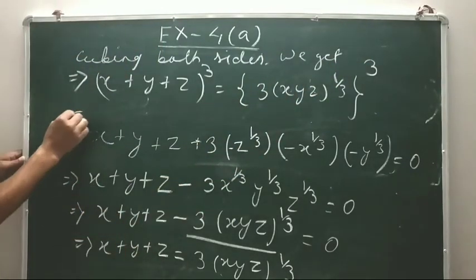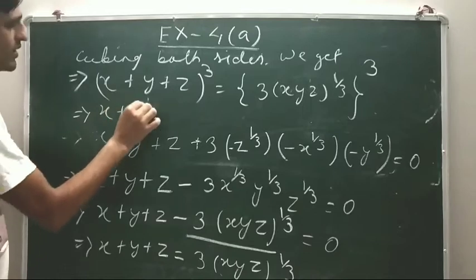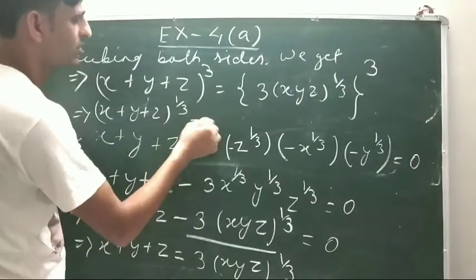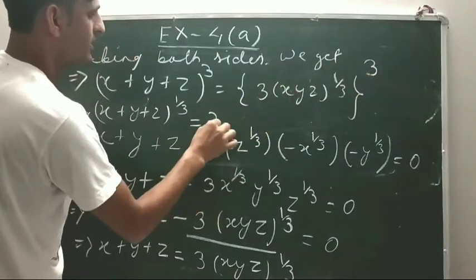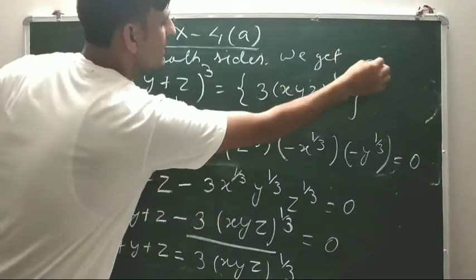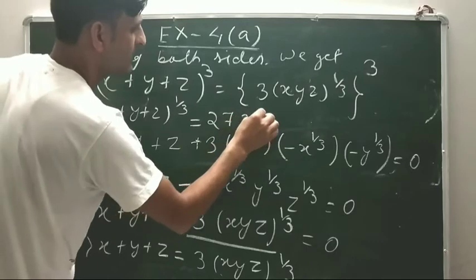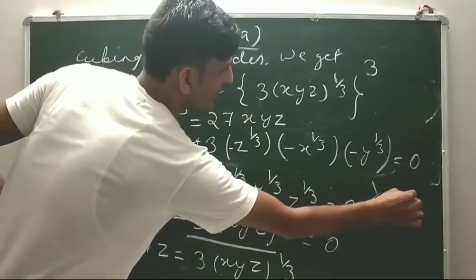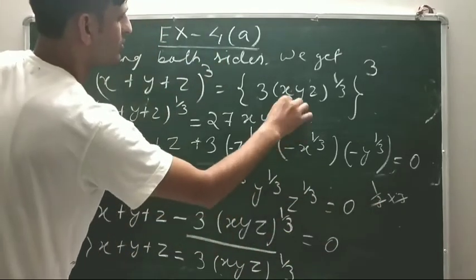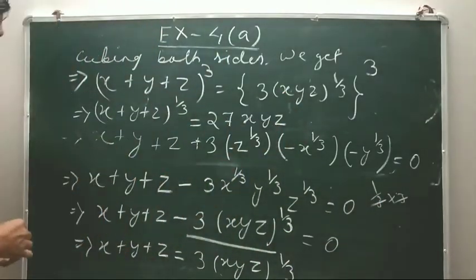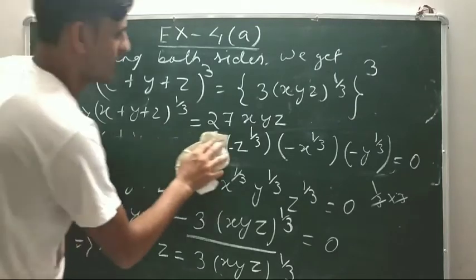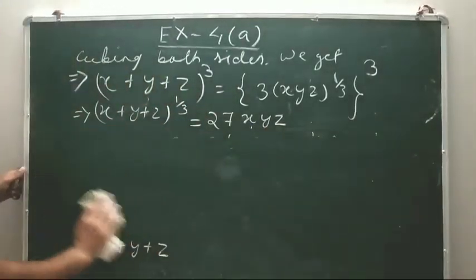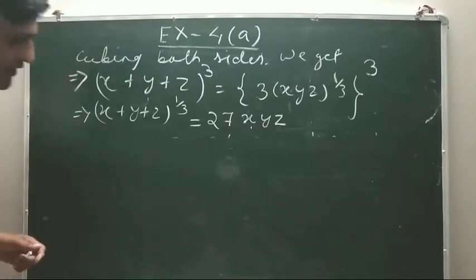Now look here. The result is (x plus y plus z) cubed is equal to 3 cube, which means 27, and this 27 multiplied by (xyz) to the power 1 by 3 cubed. See, 1 by 3 multiplied with 3, the 3s cancel, and the answer will be xyz to the power 1, that means xyz. So we got whatever the question asks us to prove. So this is all about question number 13.